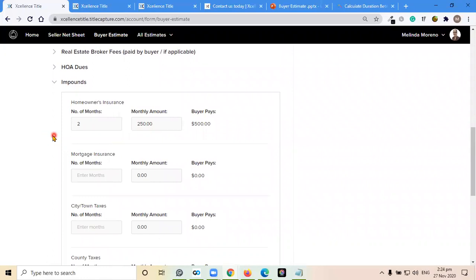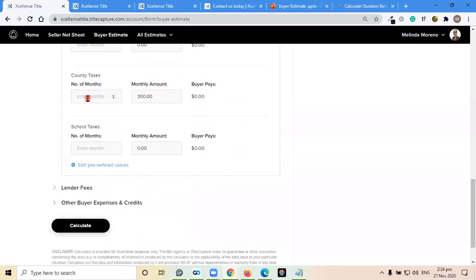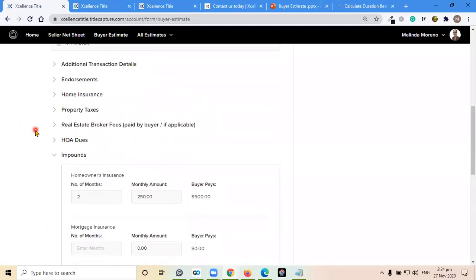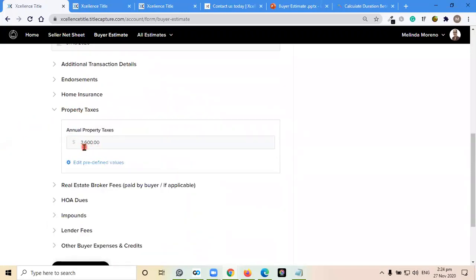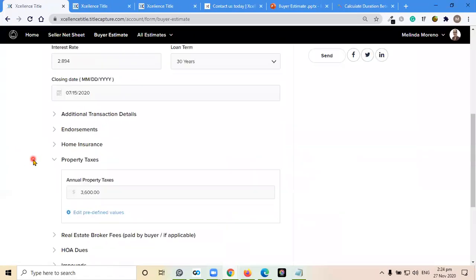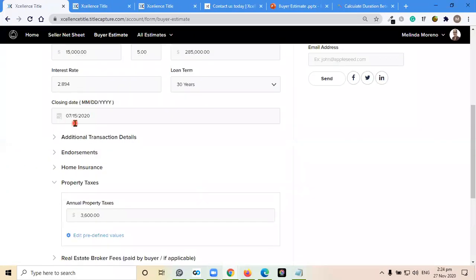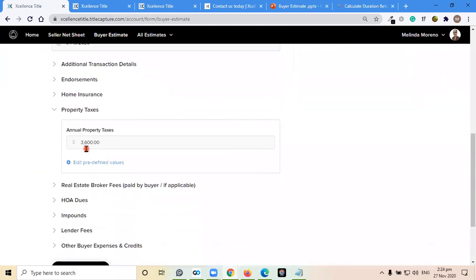All right, now for county taxes down here, to be able to know the number of months the buyer has to pay in advance, what you have to do is know the following, which is the annual property tax amount, which is right here, $3,600, plus the closing date, which is July the 15th, 2020. All right, so divide this amount right here.